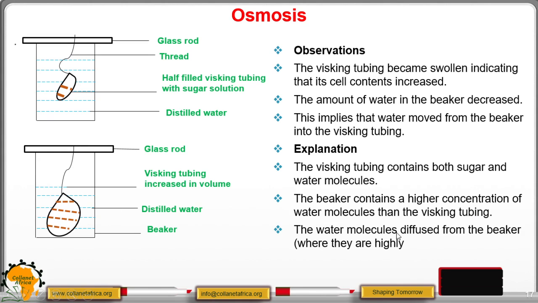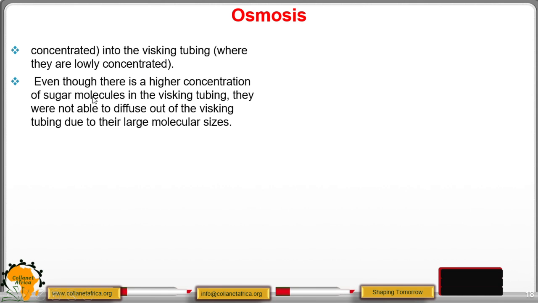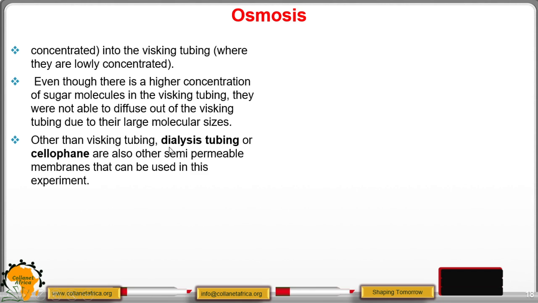Therefore, water molecules diffused or moved from the beaker, where there is a higher concentration of water, into the whisking tubing, where there is a low concentration of water molecules. And even though there is a higher concentration of sugar molecules in the whisking tubing, they were not able to diffuse out because of their large molecular sizes.